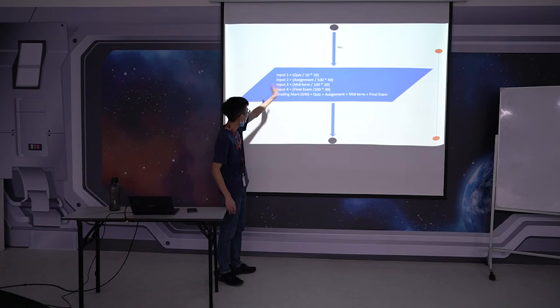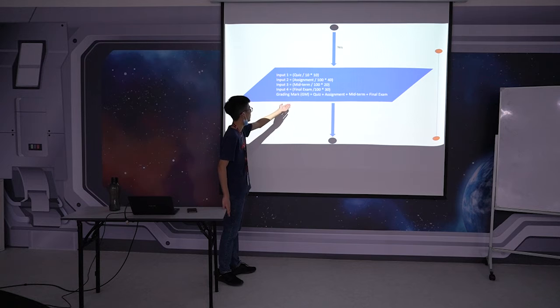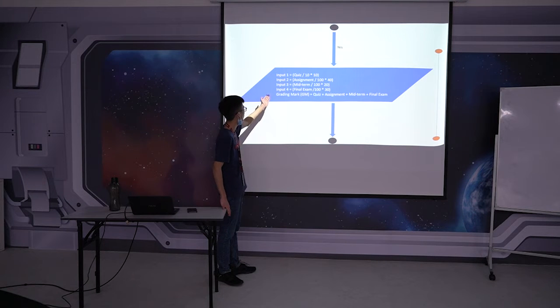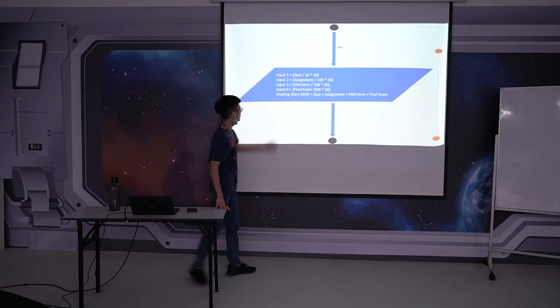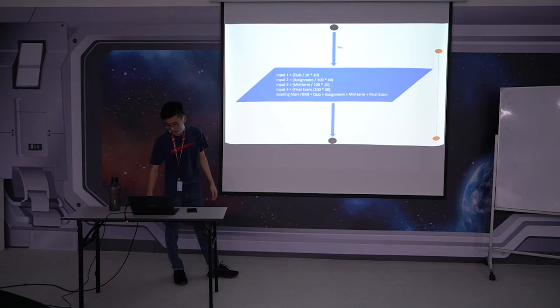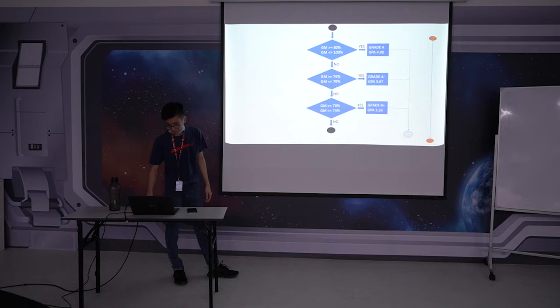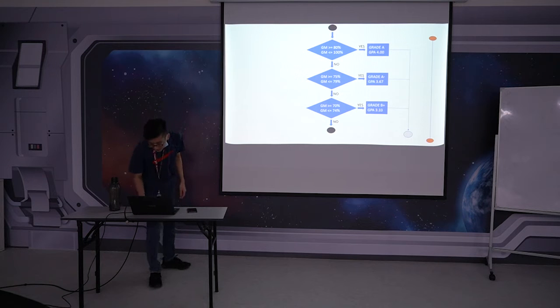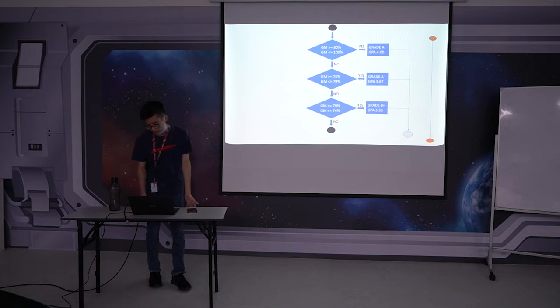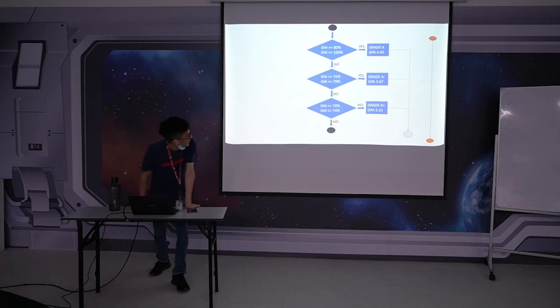So this calculation is to calculate the grading mark. After that, we have input 1, input 2, input 3 and input 4. They add up together to equal the grading mark. So after that, we get the grading mark. Now this process is to find the grade and GPA based on the grading mark we got just now, and also output the result to the user.